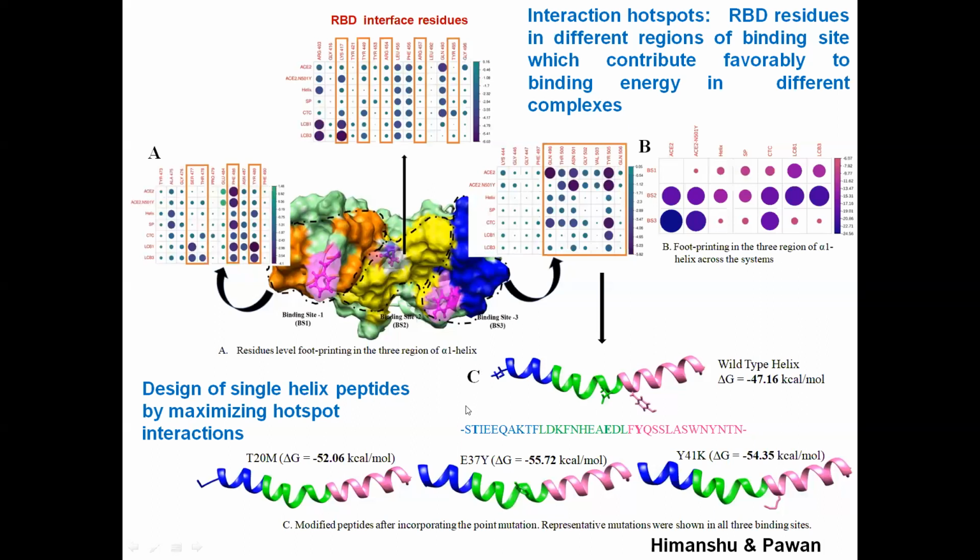So I started with one peptide. Let us say it had a delta G of minus 47 kilocalories per mole. And using this binding site matrix, which we have derived from this very long molecular dynamics simulation, I keep changing the residue.